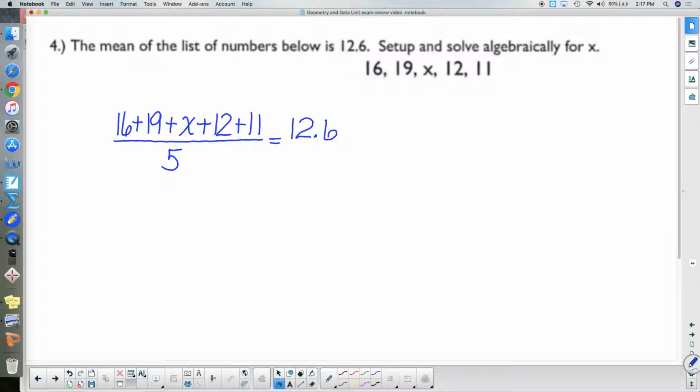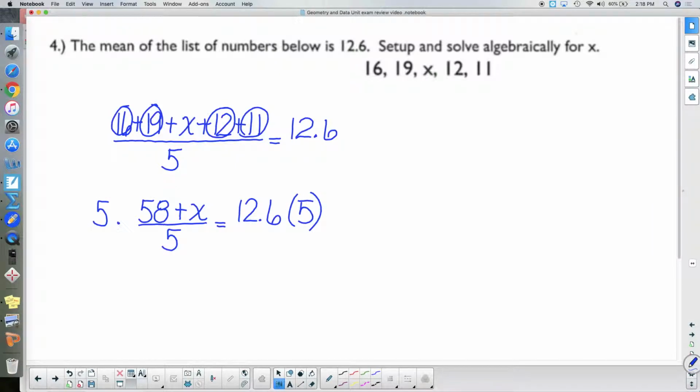If we can set that up, then your algebra skills take over here and we can finish this. So I'm going to clean up that numerator a little bit. The 16 plus the 19 plus the 12 plus the 11, combine my like terms. I got 58. That would have to be the sum of those 4 plus the 1 more, divided by 5. From there, I'd multiply both sides by 5 because I have that nice 5 divider. So I'm going to multiply this side by 5 and multiply that side by 5 so that my 5's cancel out.